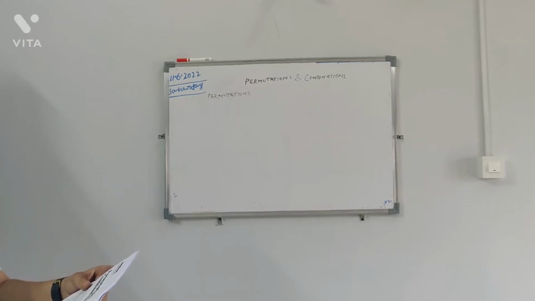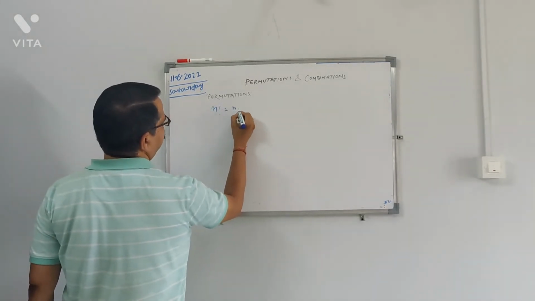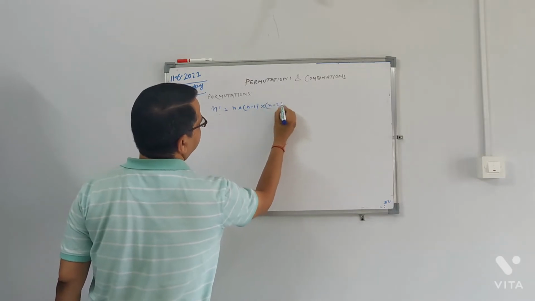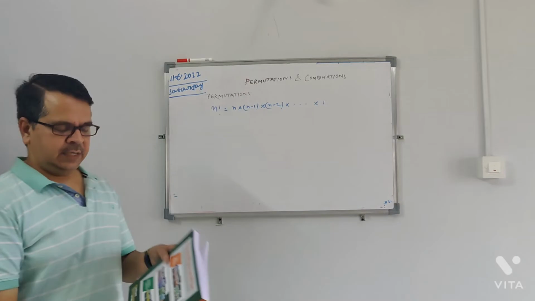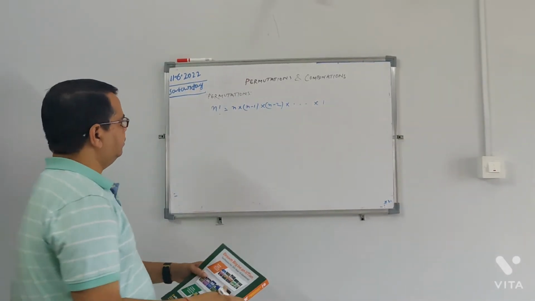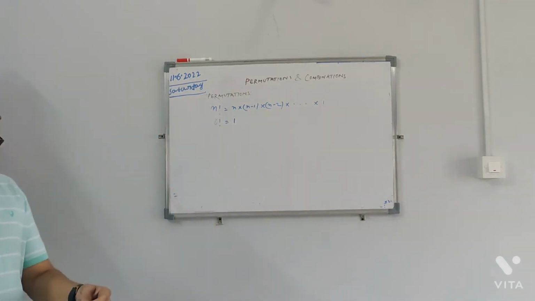Okay. One thing is, n factorial is equal to n into n minus 1 into n minus 2, and likewise it will go on and end up with 1. So that is your n factorial. Another property of factorial is 0 factorial is equal to 1. That is another thing we need to remember.